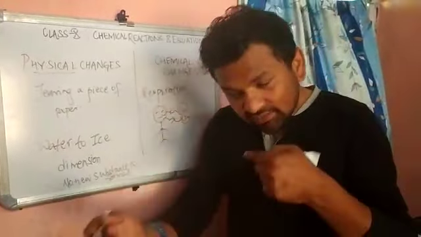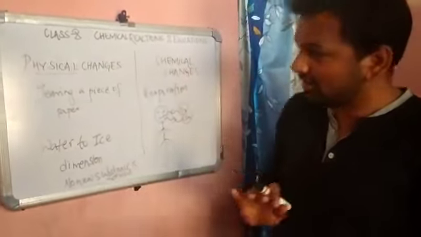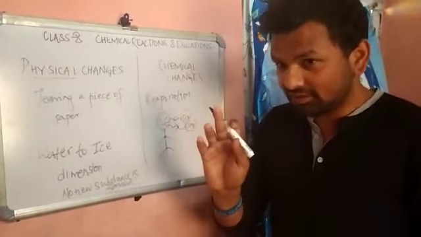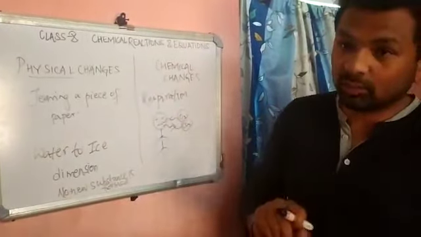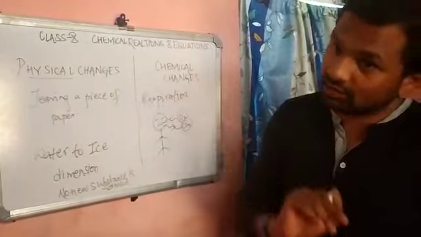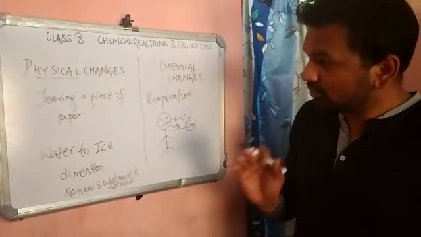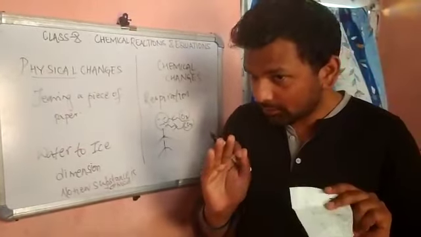So here the transformation of oxygen to carbon dioxide is taking place. So this is not a physical process. This is a chemical process where oxygen is being converted to carbon dioxide. So did you understand the difference between physical and chemical processes?